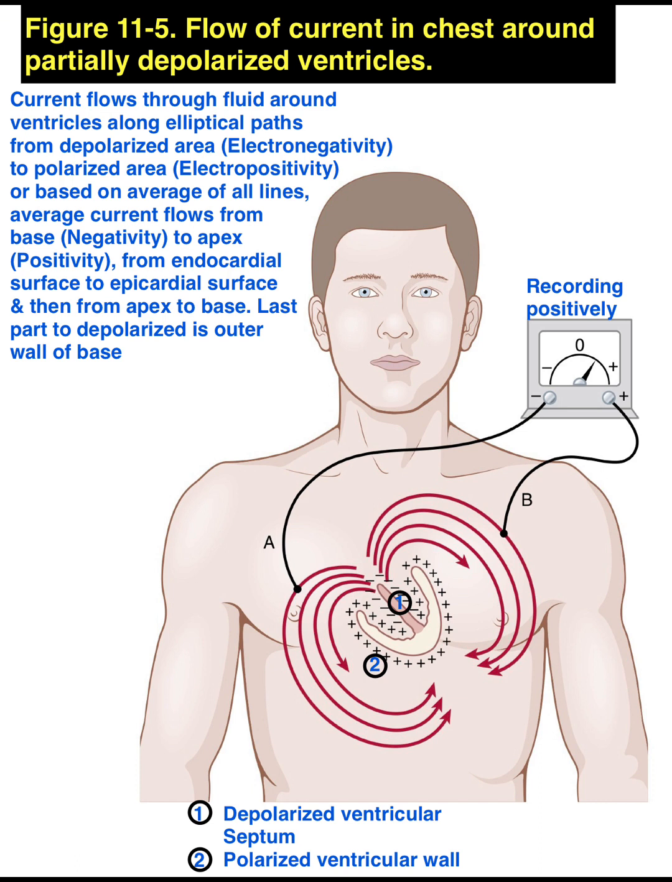If we take the average of all lines, then we can say average current flows from base or negativity to apex or positivity, then from endocardial surface to epicardial surface, and then from apex to base. The last part to depolarize is the outer wall of the base.